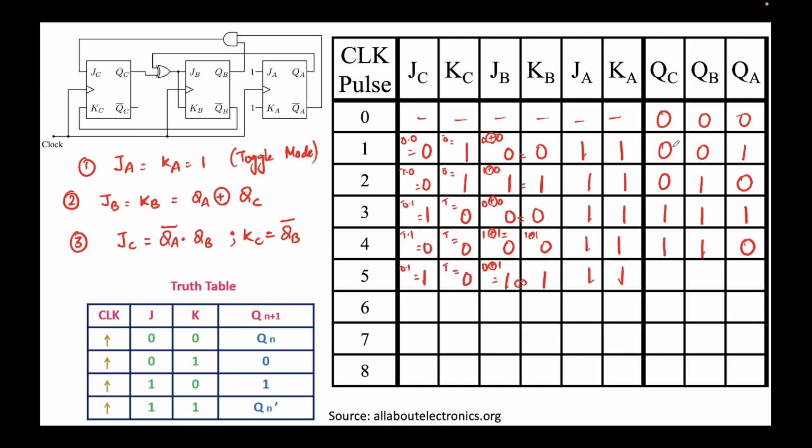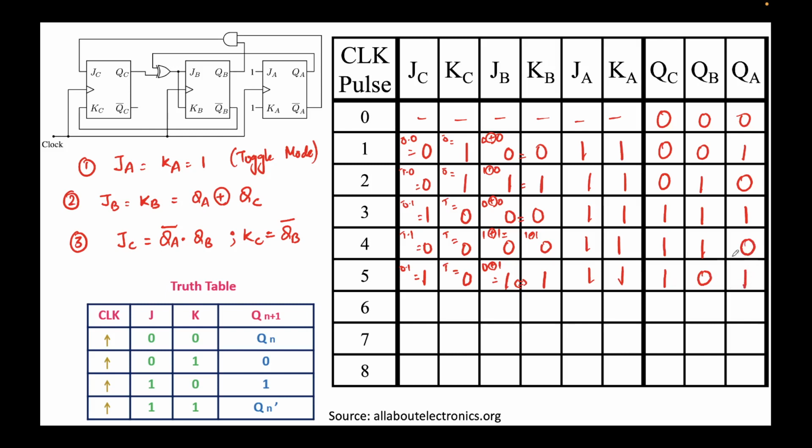Let's populate QC. QC is nothing but the output of JC, KC, which are 1, 0. 1, 0 means third row. Third row means output should become high. This means QC will become high, 1. For QB, you look at JB, KB. JB, KB both are high. Both are high means we'll come to the last row. Last row means output should toggle. This means QB should toggle. QB will toggle from 1 to 0. For QA, you look at JK. JK both are high. Both are high means last row. Last row means the output should toggle. This means QA should toggle. So QA will toggle from 0 to 1. Have we reached?